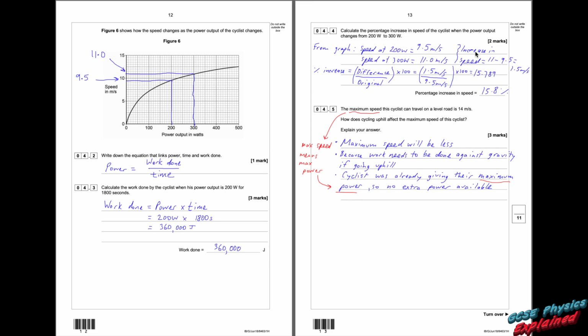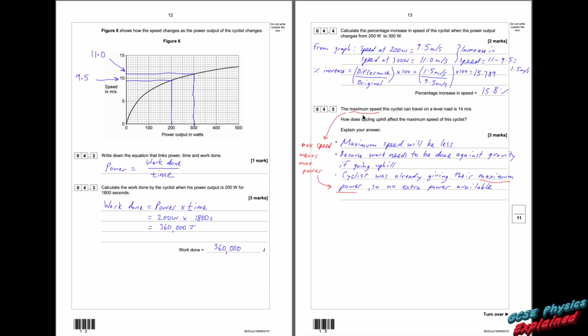Now, how much has that increased? Well, the percentage increase of anything is take the difference, so how much something's changed, and divide it by the original size of that thing, and then multiply it by 100 to get it into a percentage. So the difference in speed is 1.5 meters per second. The original speed at 200 watts was 9.5 meters per second. So multiply that then by 100 and it comes out as 15.789 or 15.8% rounded.